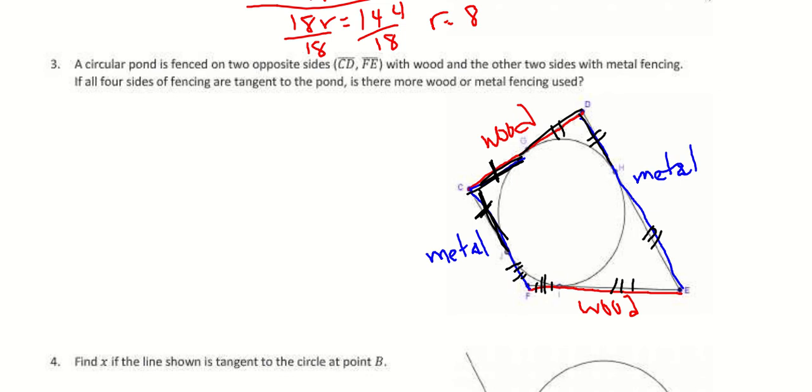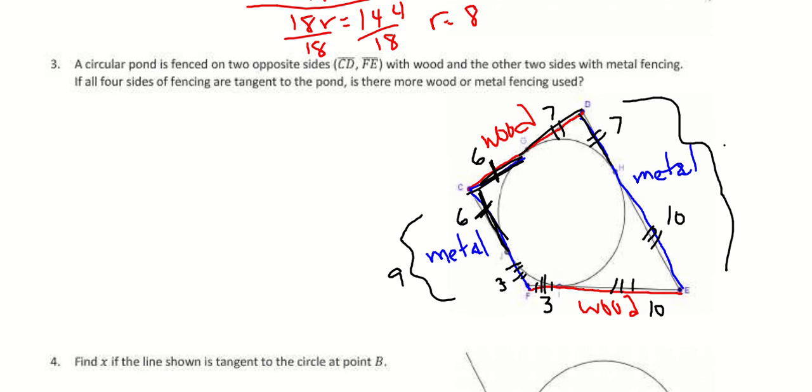So if you look, we can put numbers down. Let's call this 6 and this is 6. If this is 7, this is 7. If this is 10, this is 10. And if this is 3, this is 3. So really, this metal side has a length of 9. This metal side has a length of 17, so that's 26 together. And then this wooden side has a length of 13, and this wooden side has a length of 13, that's 26.